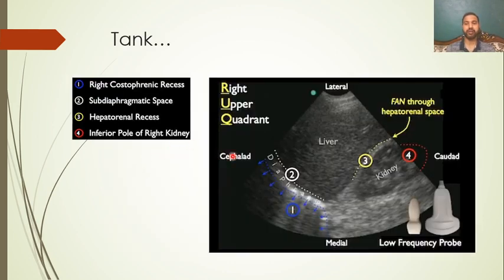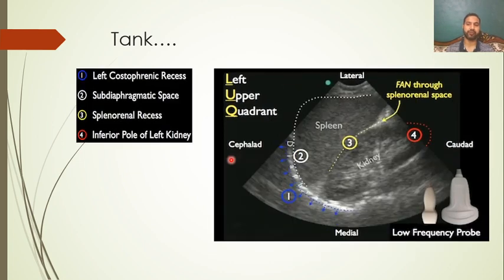Coming to how to examine the hepatorenal pouch, there are four things which you have to look for. That is the right costophrenic recess. Here you can look for any kind of fluid collection in the form of pleural effusion. The subdiaphragmatic space is assessed for any kind of fluid collection here. The hepatorenal recess and inferior colic region should be looked at for any kind of fluid collection, whether it can be blood or any kind of fluid leakage. So these are the four areas which you have to look for.